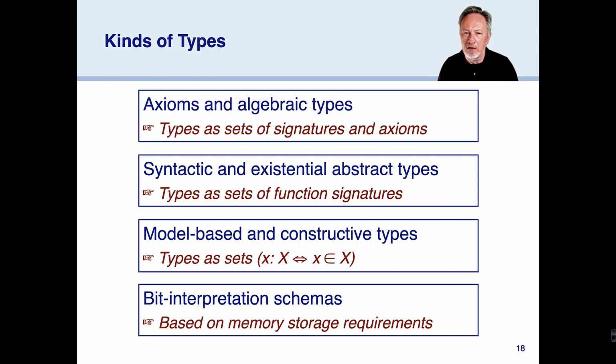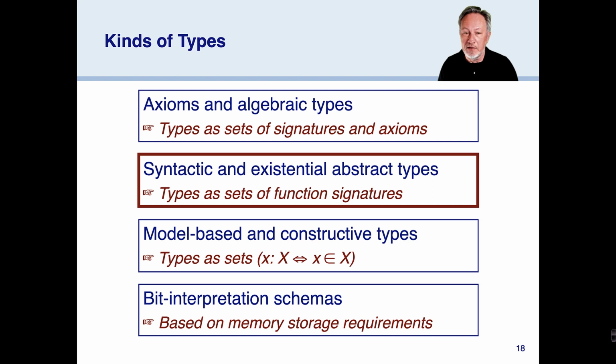And finally, the most advanced kind of types, we think of types not just as signatures, but also some axioms. So we consider also some behavioral aspects. For example, you can define stacks and queues as algebraic data types, and you can reason about operators over these entities.